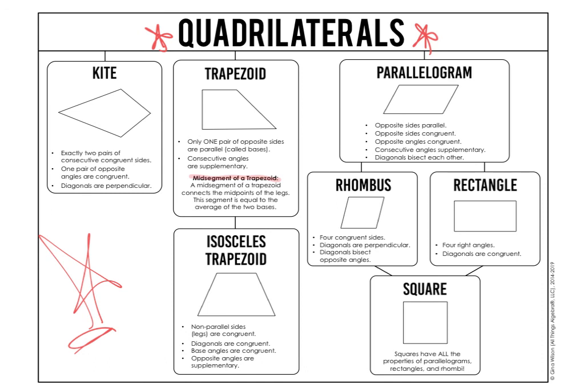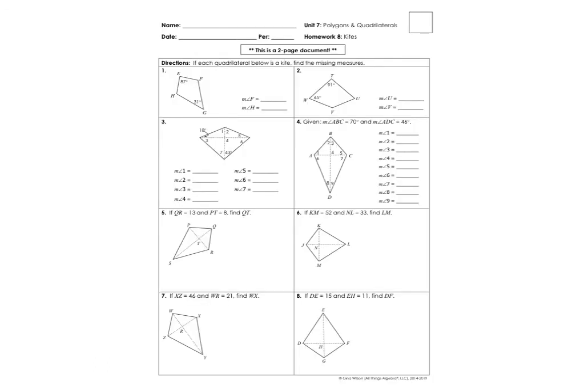So what's next? What's next is homework 8. You are going to work through the odds of homework 8, and you are going to check your answers, self-check, to be sure that you have memorized and gotten proficient and mastered the properties of kites.